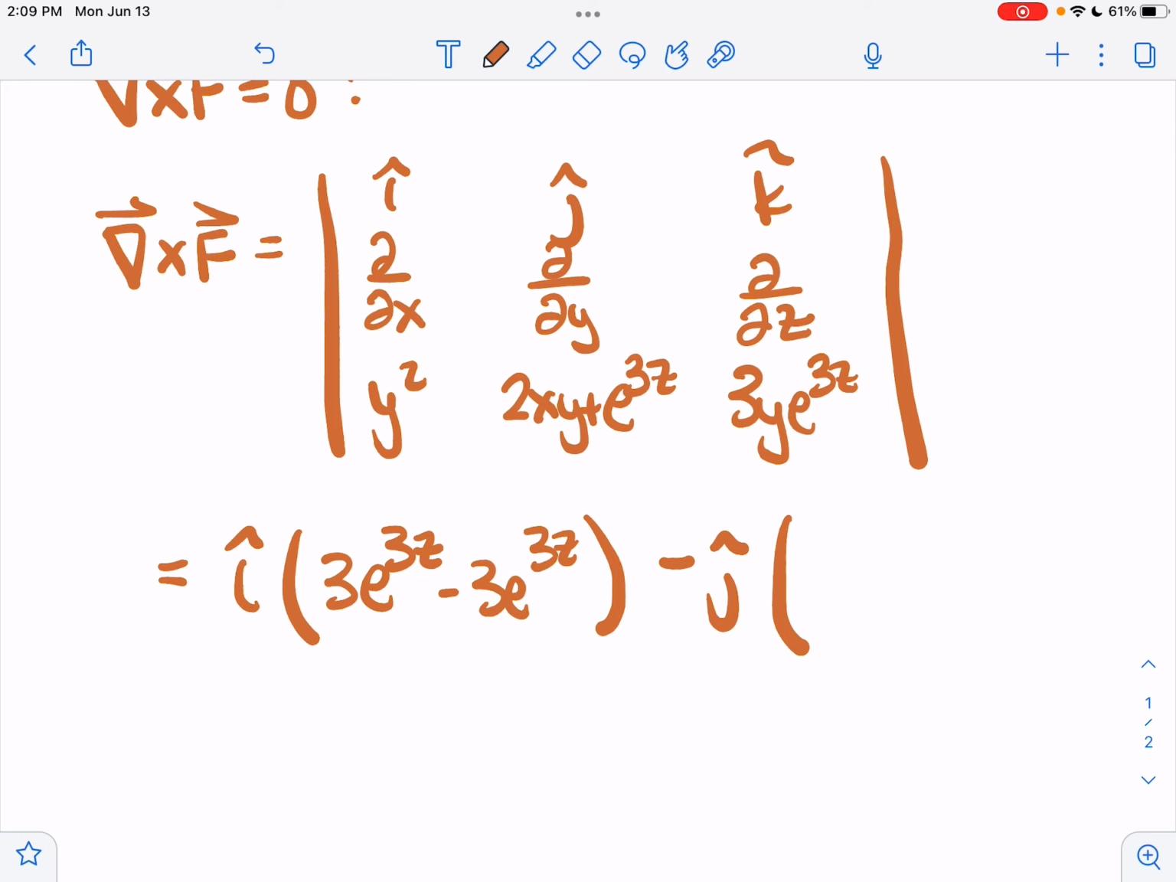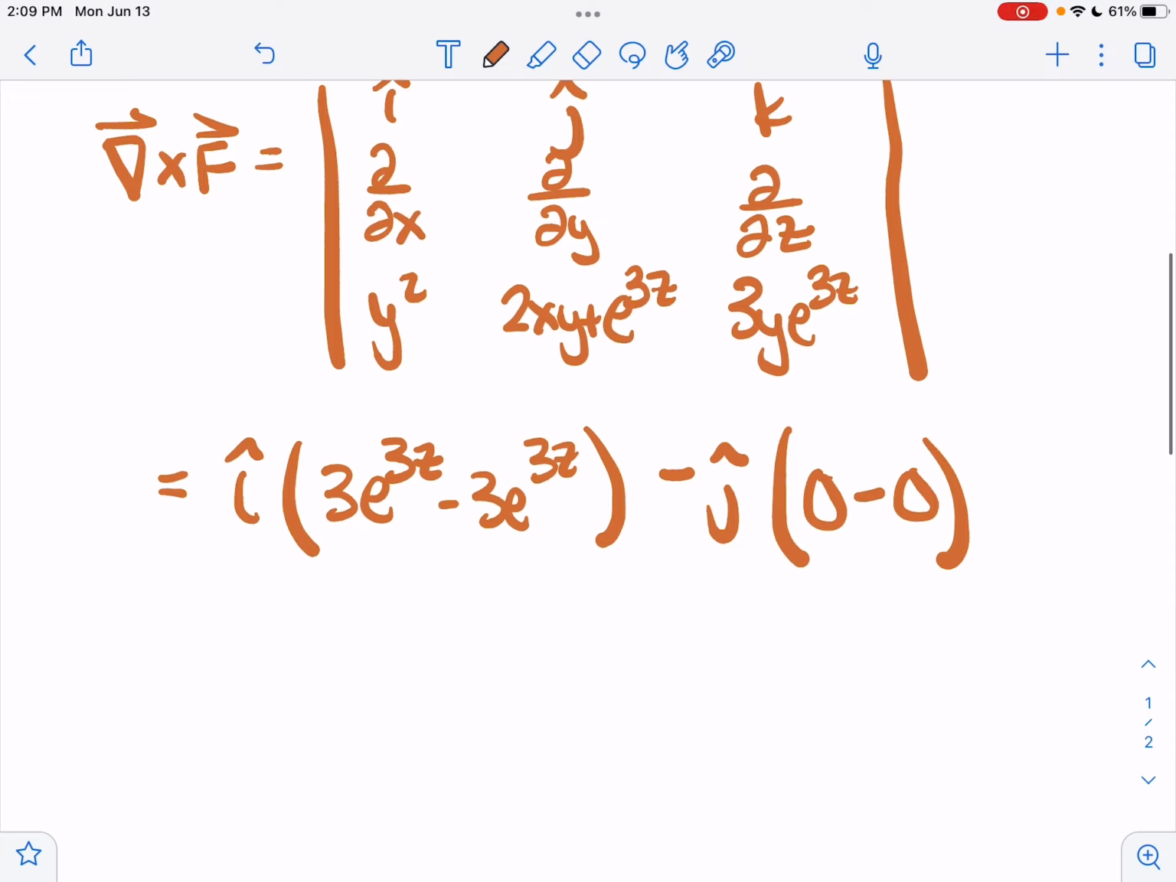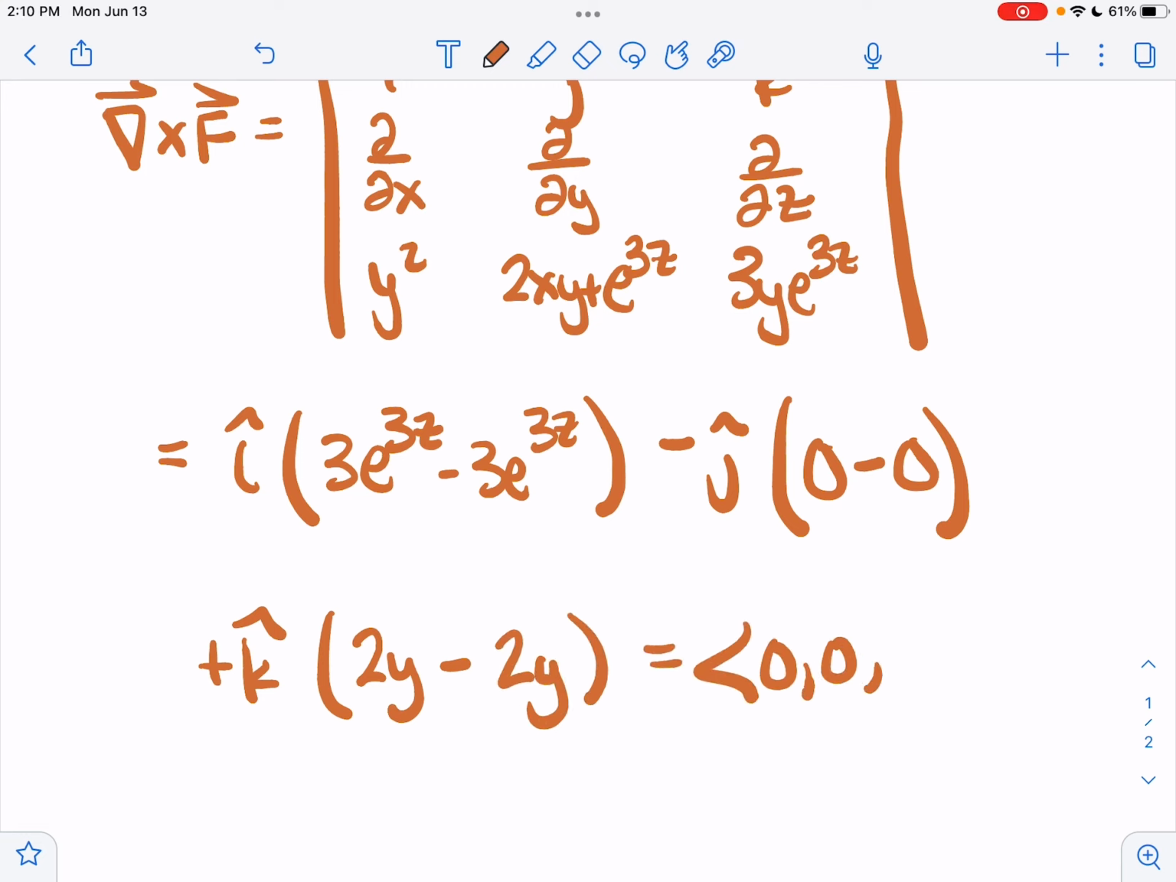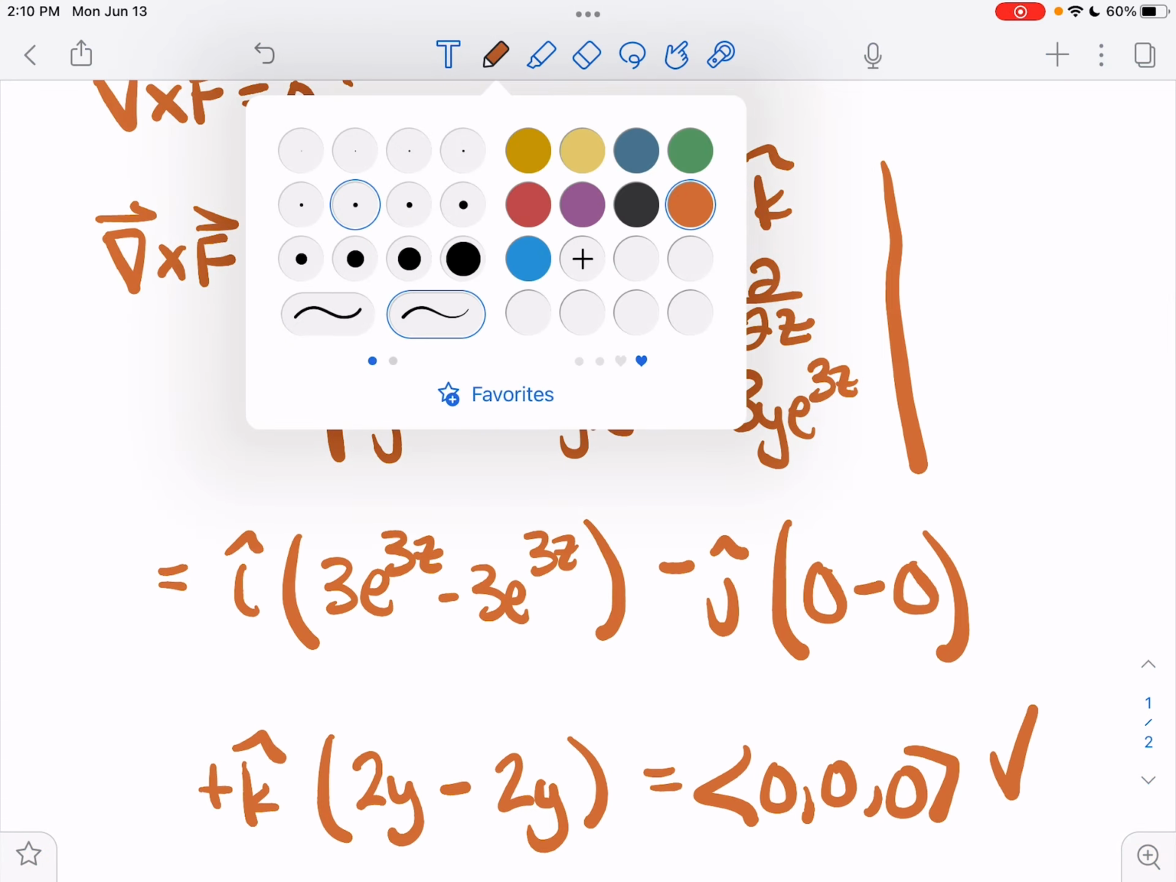For the j component, we'll have the z derivative of y squared, which is 0, minus the x derivative of 3y e to the 3z, which is 0. And finally, for the k component, we will have the x derivative of 2xy plus e to the 3z, which is 2y, minus the y derivative of y squared, which is 2y. So this is going to equal the 0 vector. So yes, this is a conservative vector field.